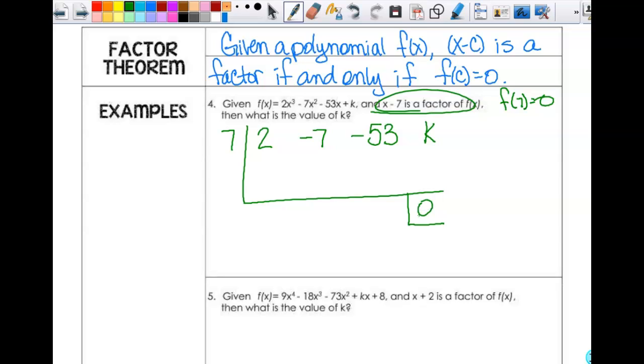So this is kind of the same thing we just did, except the other ones said this is the remainder. Here it said it's a factor, then you have to know the remainder. Okay, so go ahead and go through this and find k.